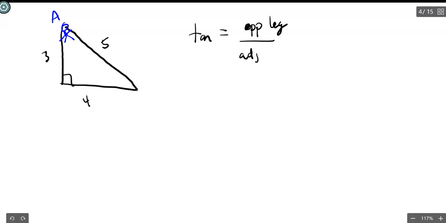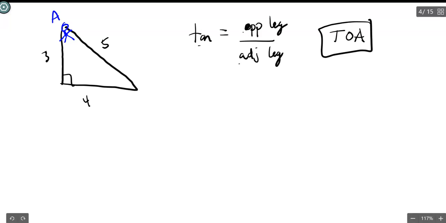So kind of going back one more time to our little 3, 4, 5. And we'll call this angle A. This is our reference angle. Well, the tangent is defined as the opposite leg over the adjacent leg. So there's no hypotenuse on this one. And this one is TOA, T-O-A: tangent, opposite, adjacent.